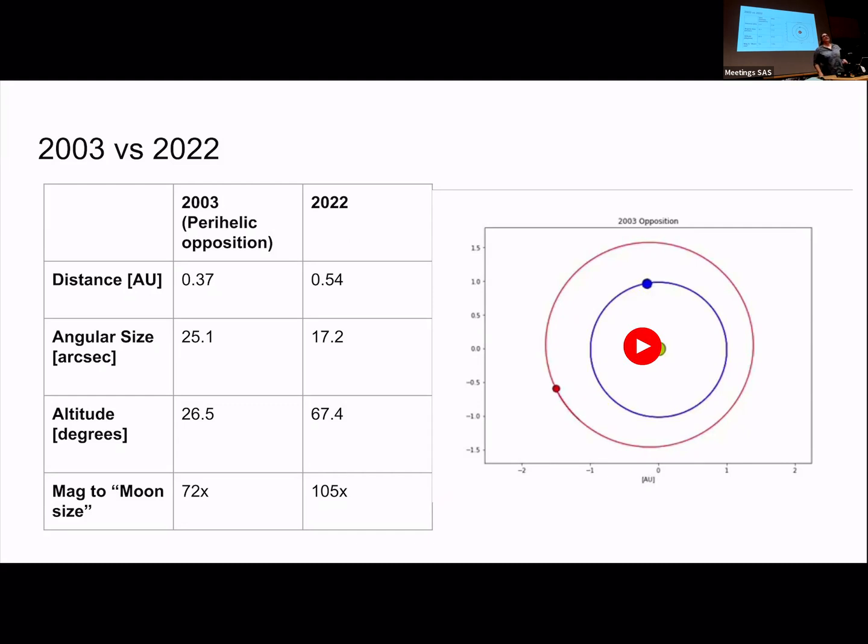So about 1.5 times bigger than we'll see it this year. So it's a pretty big difference. But you can see the altitude that it got off of the horizon was only 26.5 degrees, and that's very low. You're looking through quite a lot of unsteady air when you look that low. So at that time, if you used about 75x, it would look about the size of the moon. This year, we have to go to 105x to get that same size on Mars.